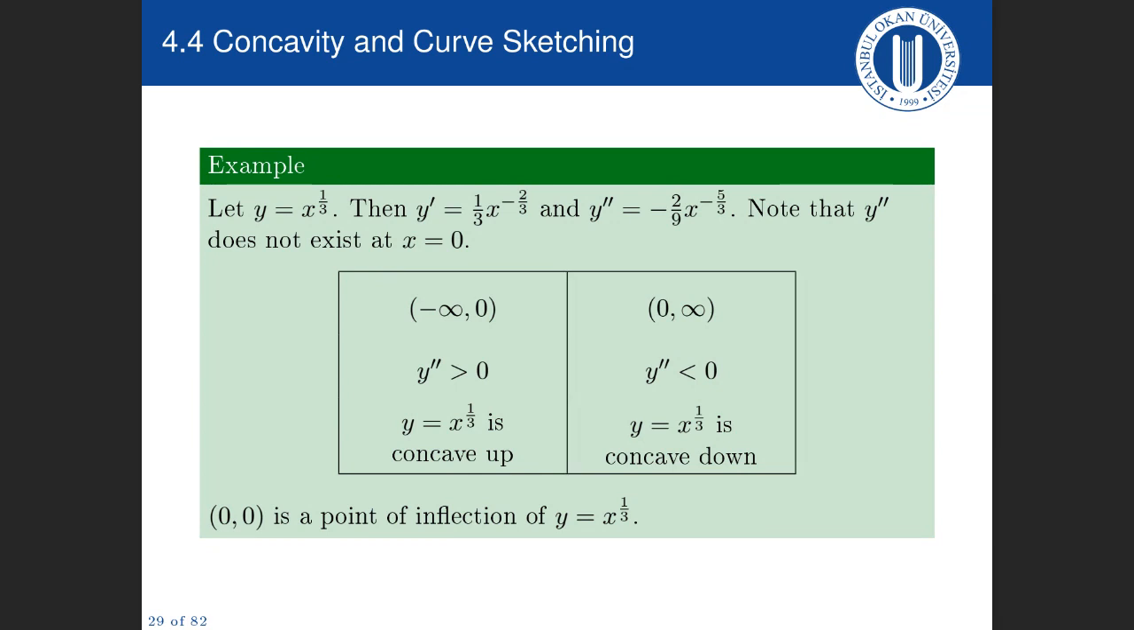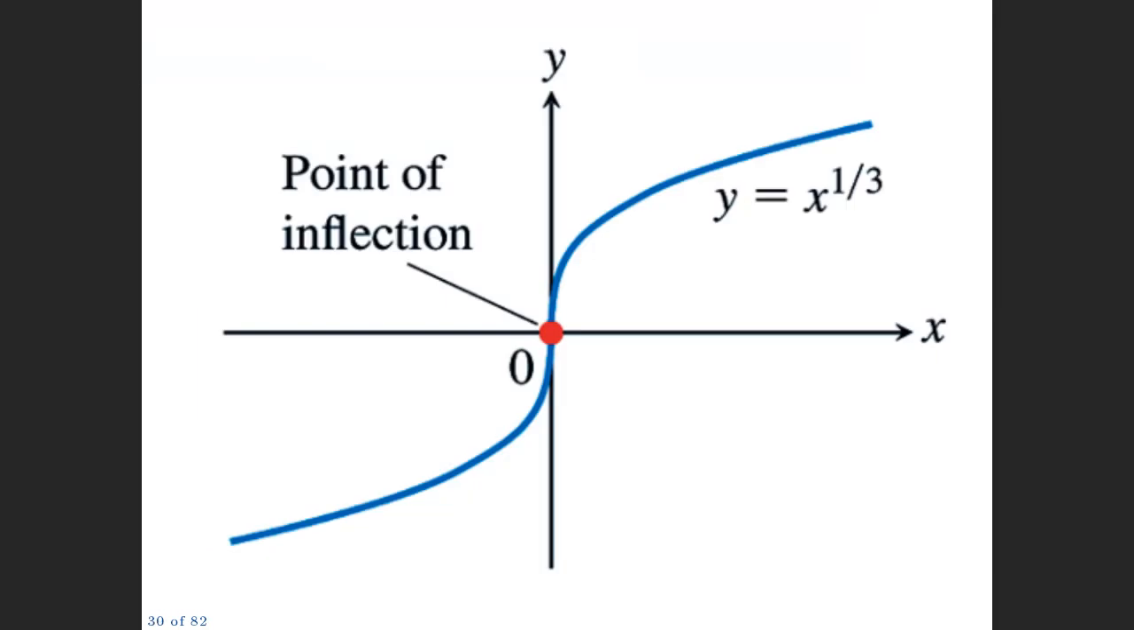The concavity is changing. Concave up on the left, concave down on the right. The concavity changes at the point (0, 0). And the graph of this function looks like this: concave up on the left, concave down on the right, with a point of inflection in the middle.